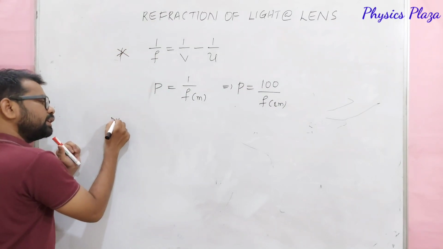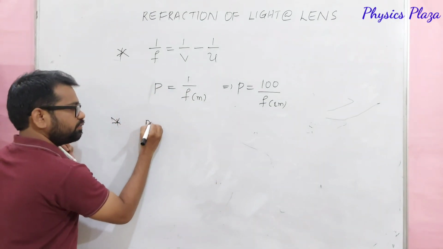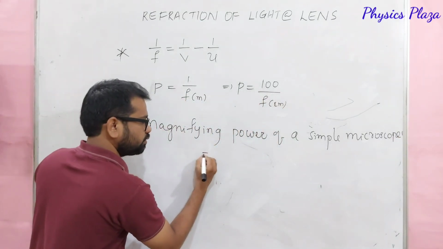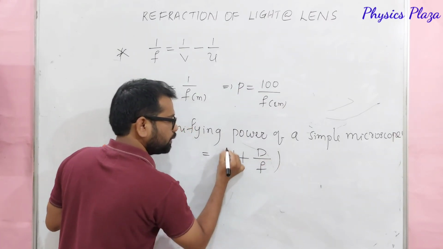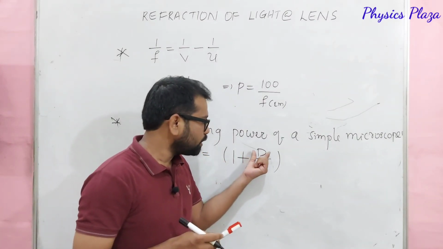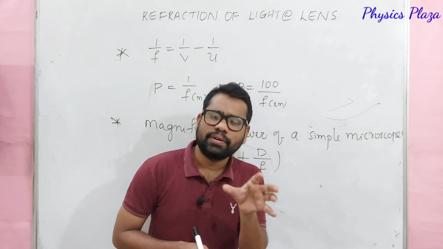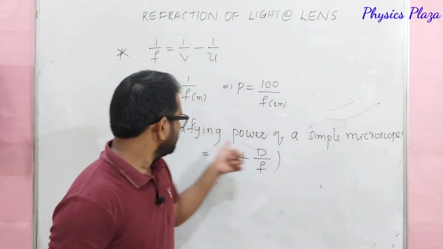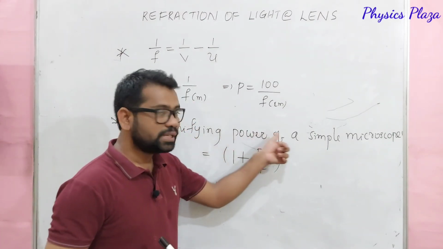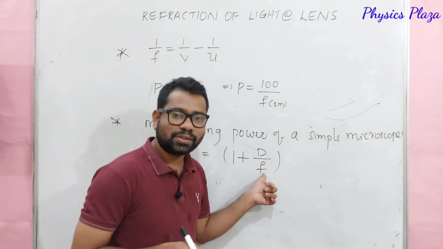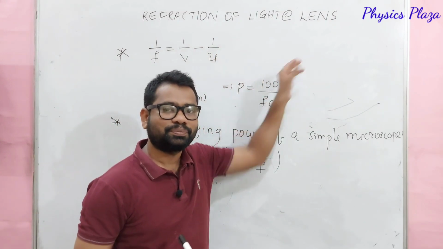Now the next very important thing is the magnifying power of a simple microscope, which is equal to 1 plus d by f. What is d, children? It is the least distance of distinct vision, which on average is 25 centimeters. As d remains constant, the magnifying power is inversely proportional to the focal length. These are the important formulas which we have to remember from this lens chapter.